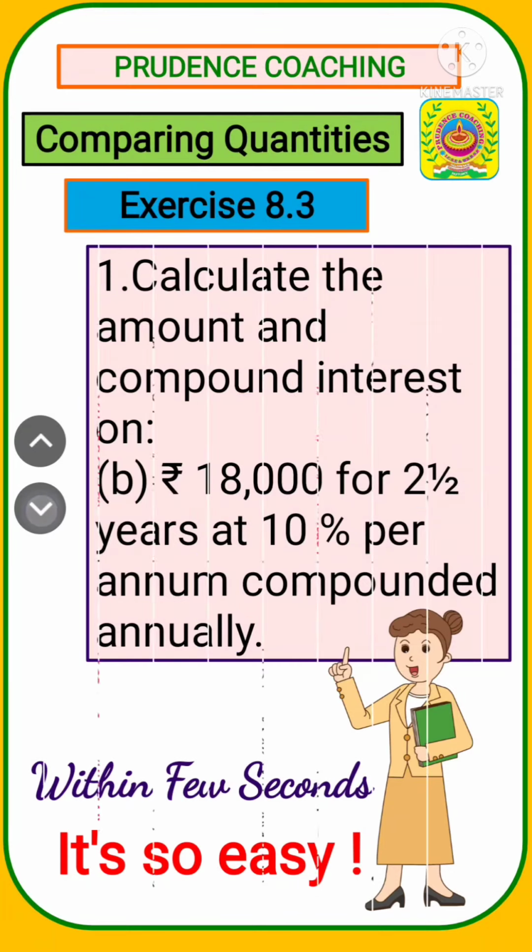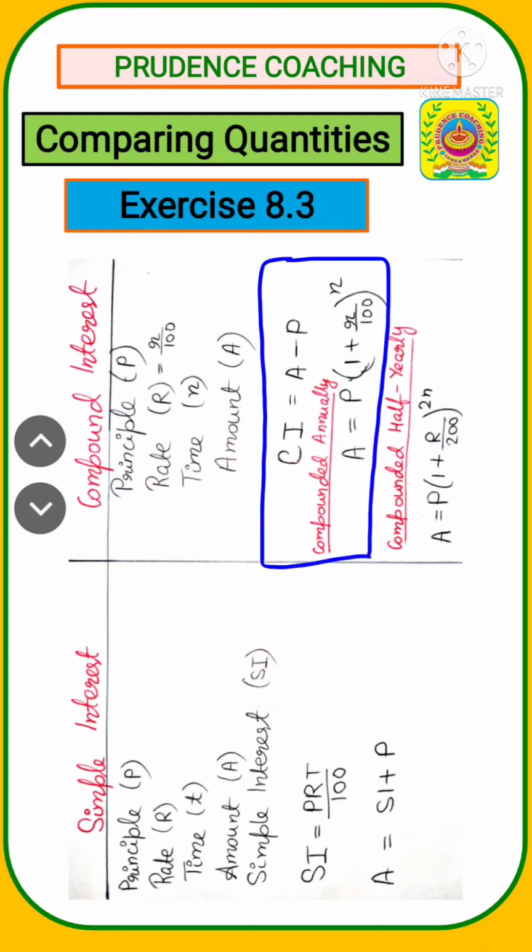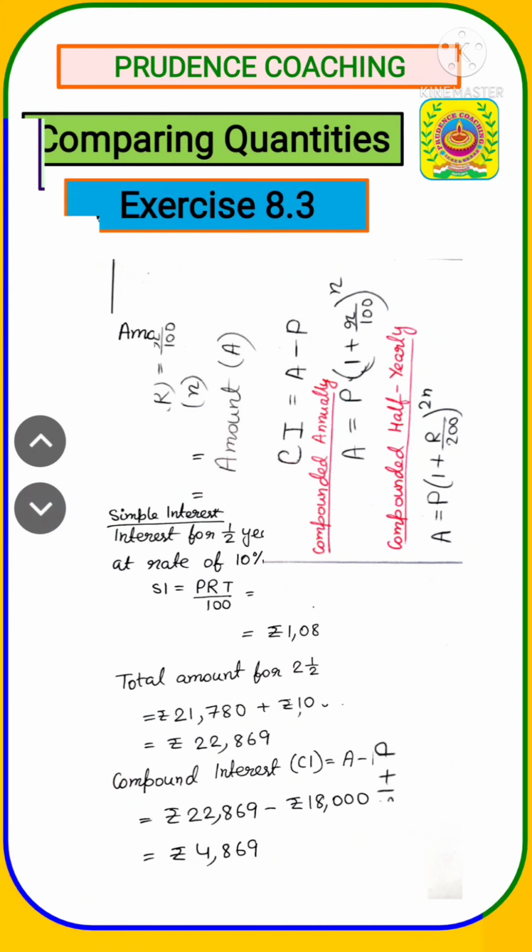So as we know, we need to apply these formulas, and I have asked you to learn these formulas because you need to learn these formulas for solving the sums. As in this particular question it is said the compound interest is compounded annually, that means we need to find out the amount and the compound interest using this particular formula. So let's start with the sum.